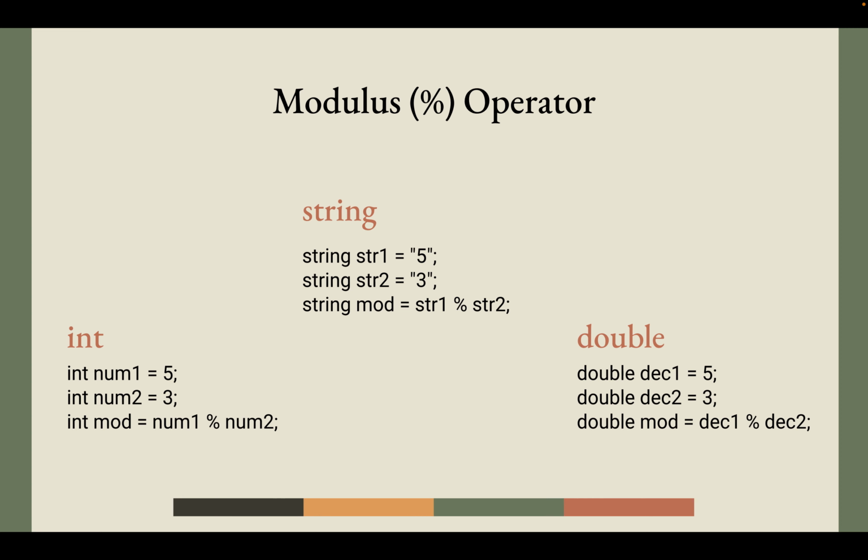Finally, we're left with the modulus operator, which we learned last lecture is a remainder. So when we do 5 divided by 3 in int division, that gave the value 1 with a remainder of 2.